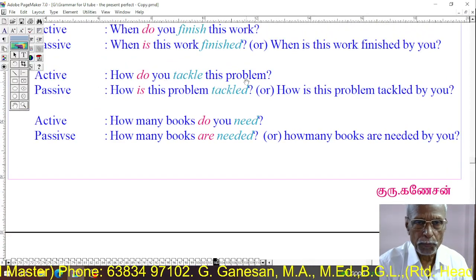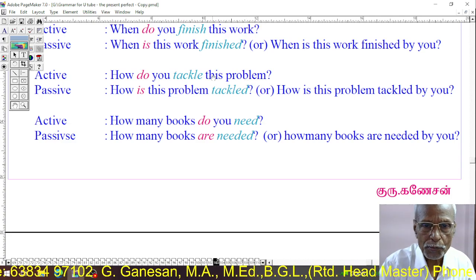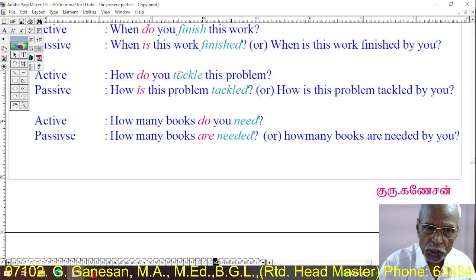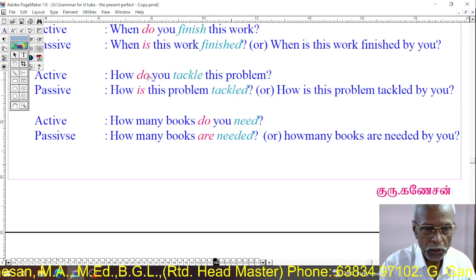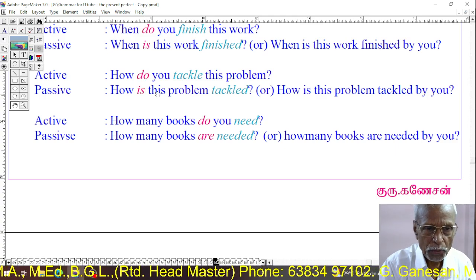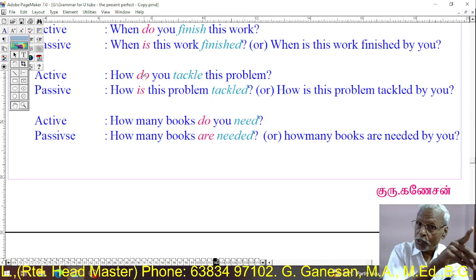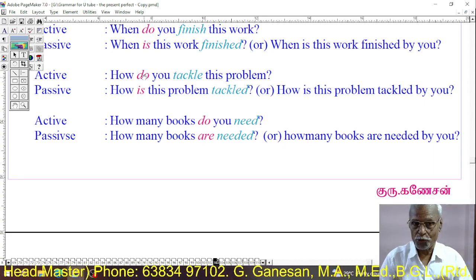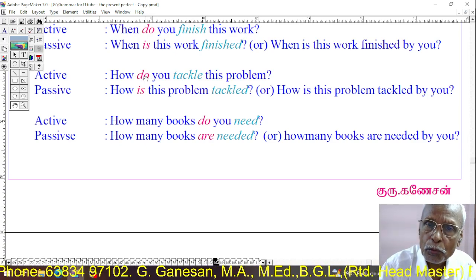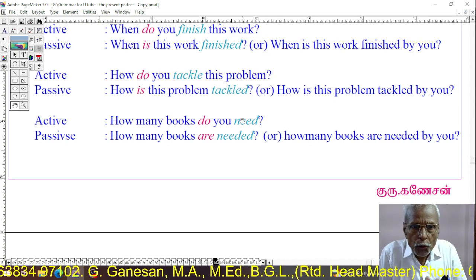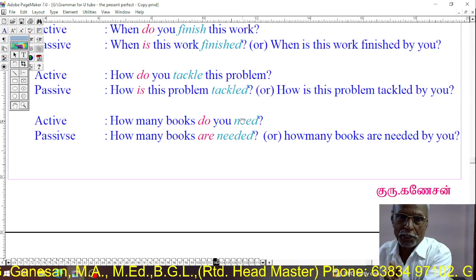How do you tackle this problem? Here the subject is you and the object is this problem. In the passive, this problem becomes the subject, and you becomes by you. Tackle becomes the past participle. Do is converted into is, because the subject is singular. Do or does should be changed into is, am or are. How is this problem tackled by you?